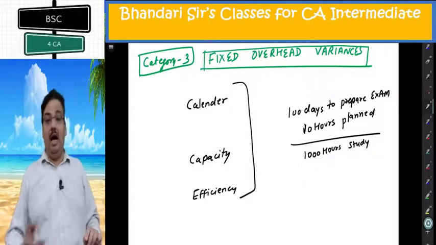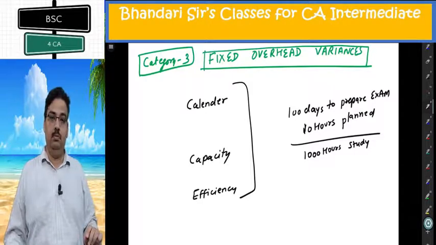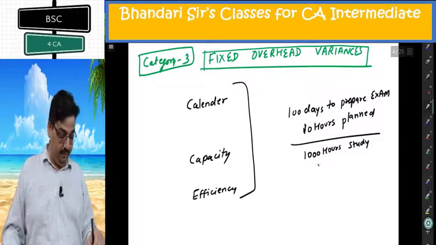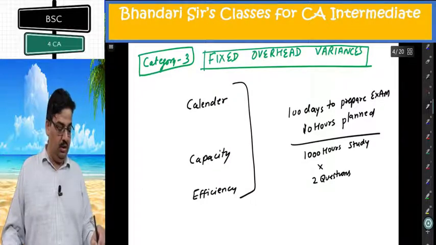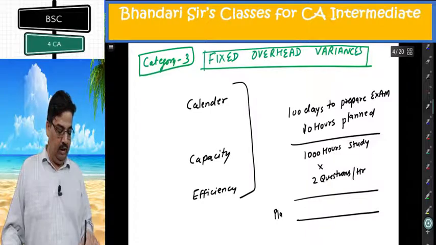And in every hour, you will solve 2 questions, objective type questions, whatever questions you can solve. 30 minutes is a plan. 2 questions per hour. So what is a plan? 2000 questions.